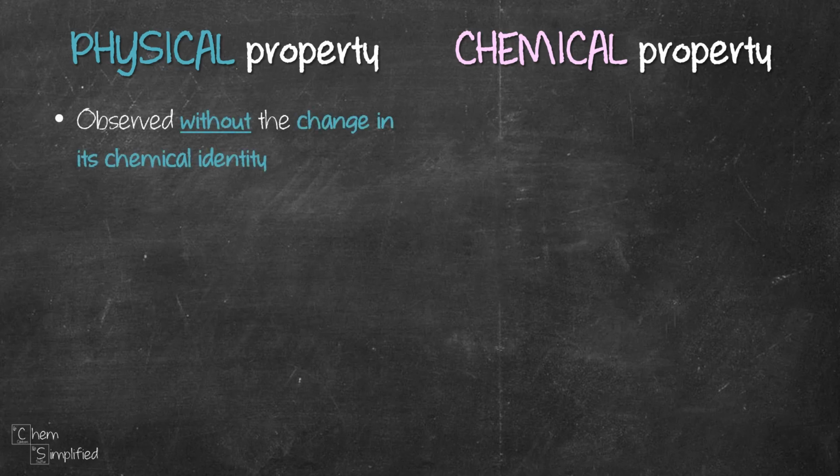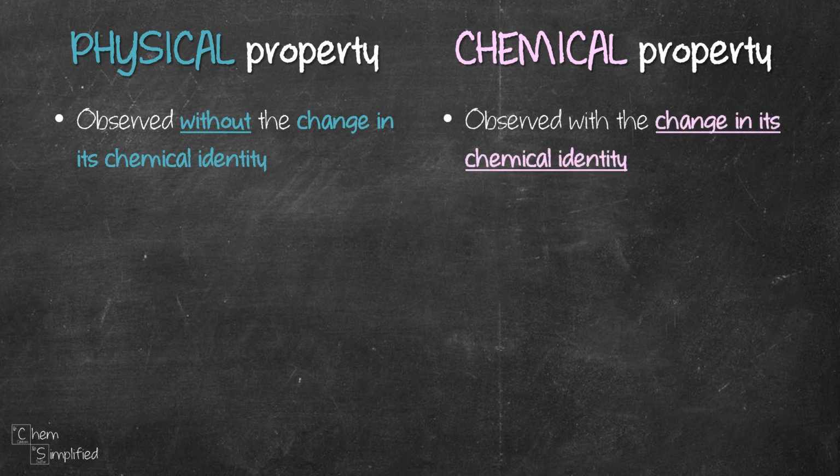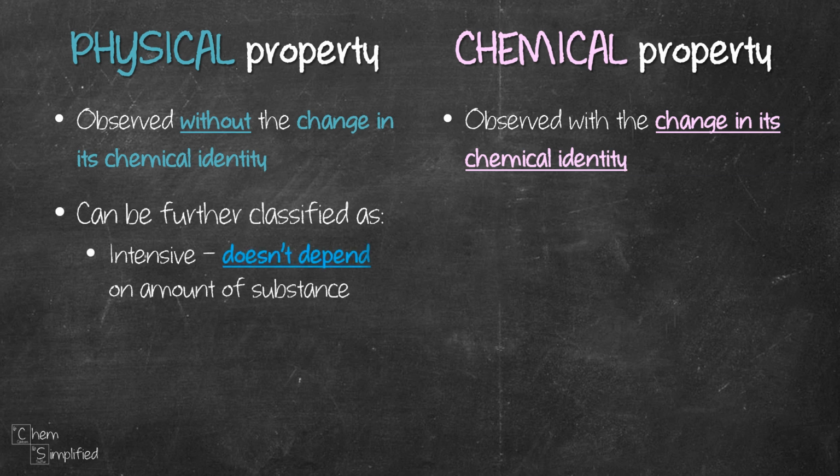Physical property can be observed without changing the chemical identity of the substance. Chemical property, on the other hand, is observed after the chemical identity of the substance changed. So the main difference between physical and chemical property lies in the chemical identity of the substance, whether it changed or not. For most physical properties, we can further classify them as either intensive or extensive property.